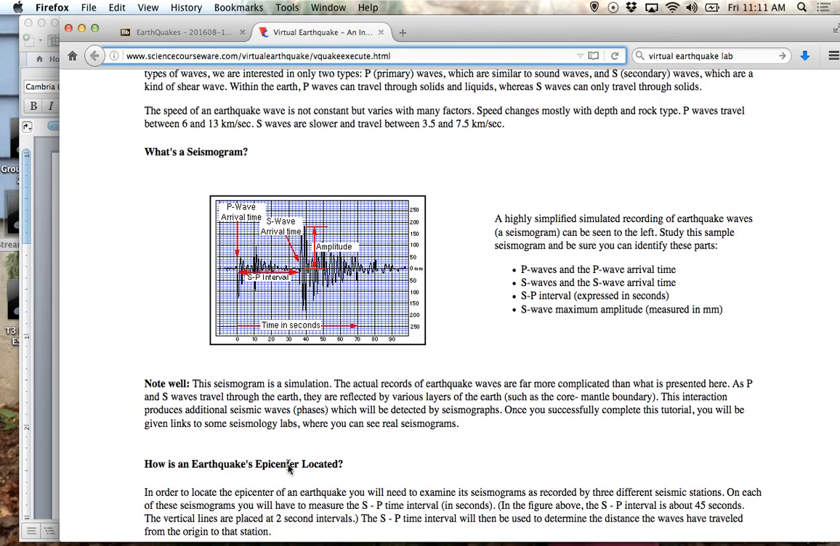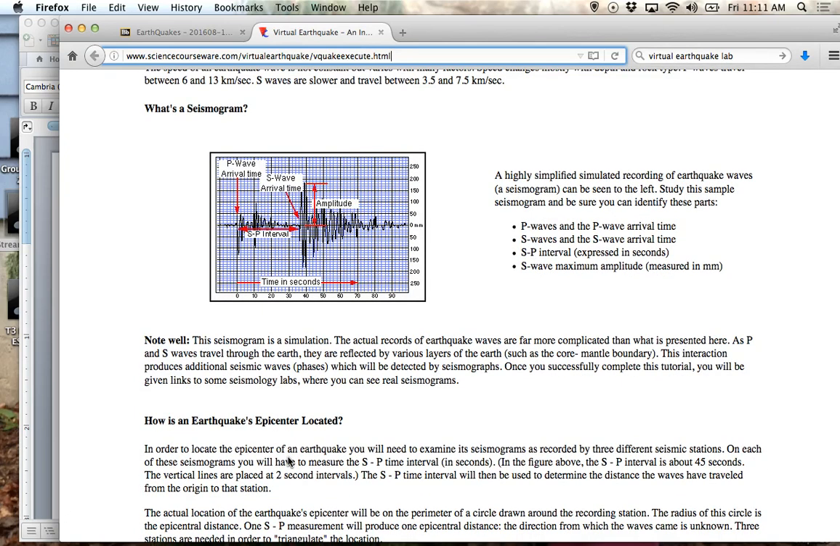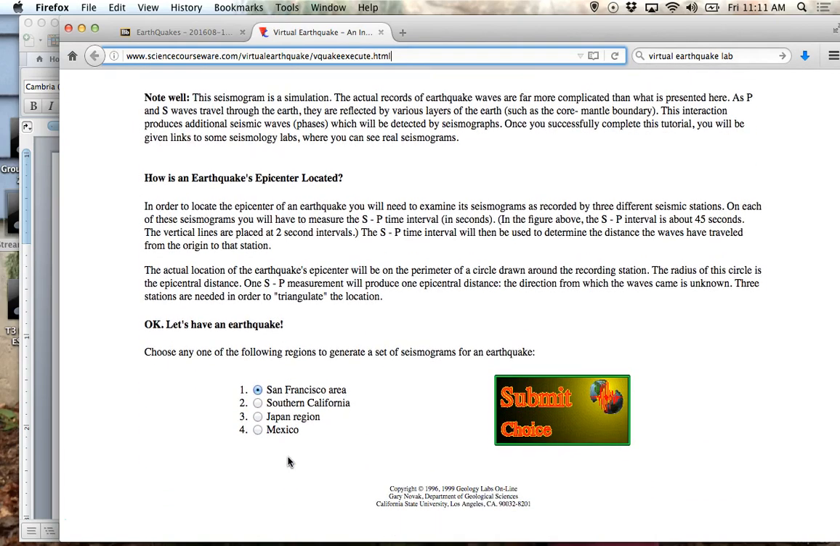You're going to be looking at actual data from real earthquakes. You're going to be plotting using that data, triangulating, and finding an earthquake. So let's just get started.